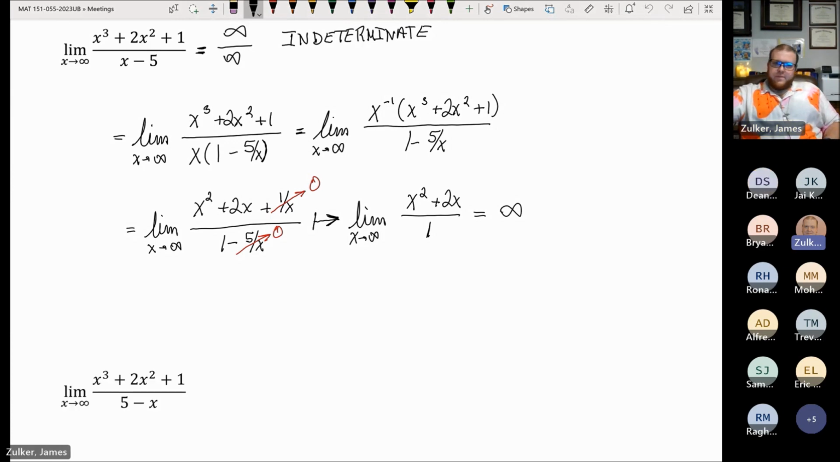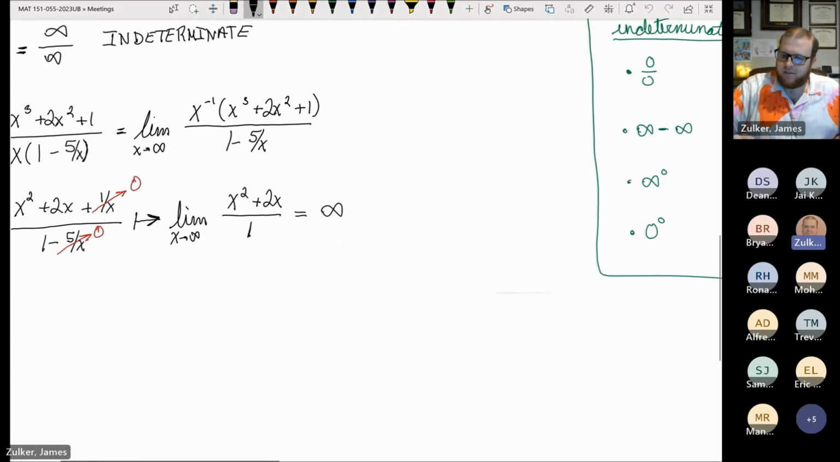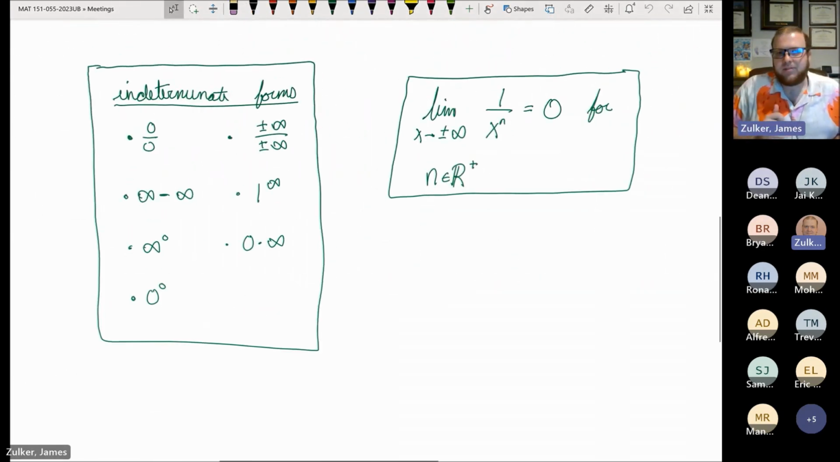What was the reasoning for why you were able to cancel the 1 over x and the minus 5 over x? So I'm not technically canceling them. But what's happening is as x continues to grow without bound, isn't 1 over x just going to go to 0? You're taking 1 over a number that keeps increasing, so that tends to 0. And that's the same reasoning for why 5 over x goes to 0. This is an important limit: 1 over x to any positive power will always go to 0 as x goes to positive or negative infinity. Okay, thank you.